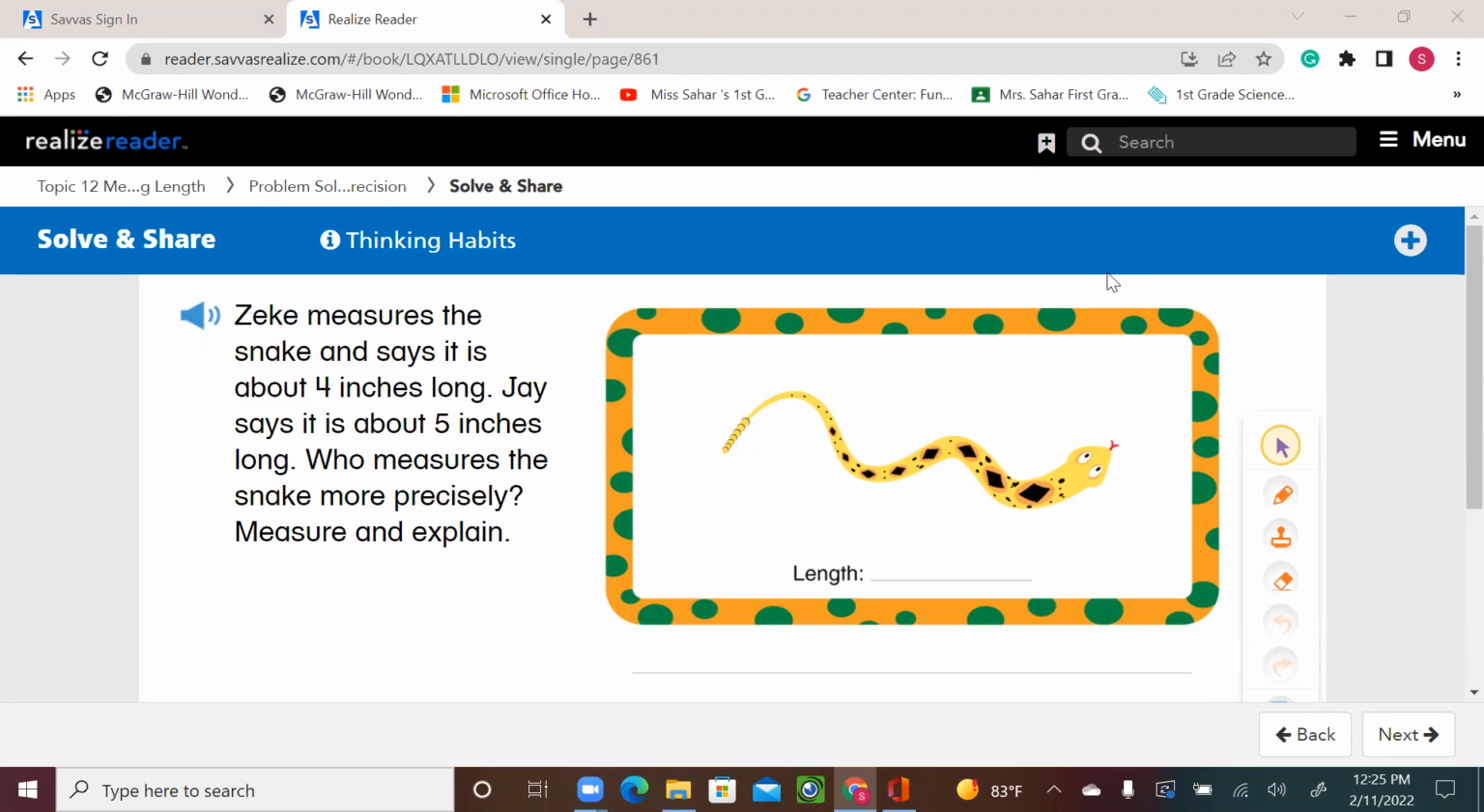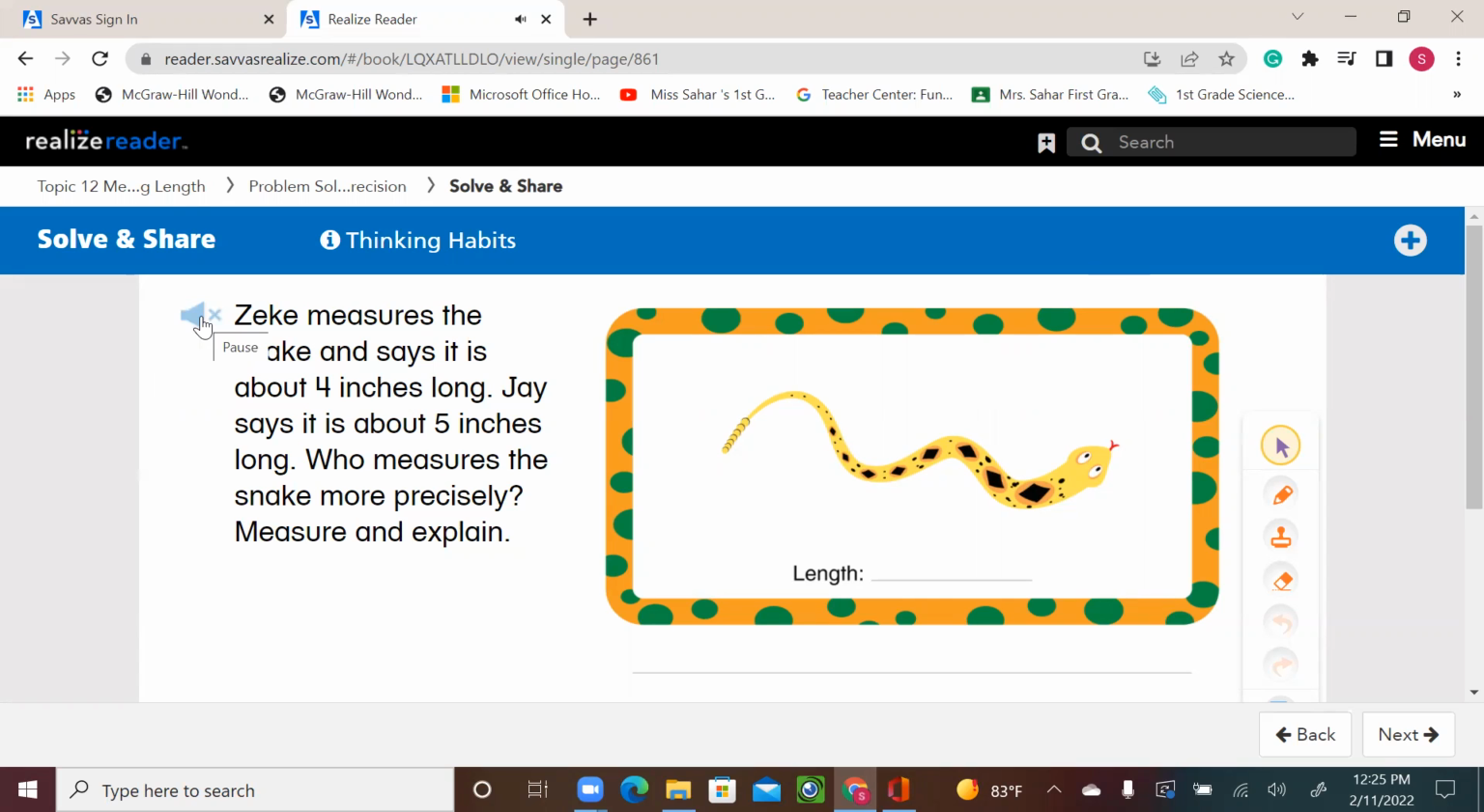We learn about estimating, when you're guessing the measurement or the length or the height of an object, and then after that you measure it using the right measurement unit and see if you're close, or probably you get lucky and you get exactly the same measurement for this object. So today, lesson 9, let's see what we have.